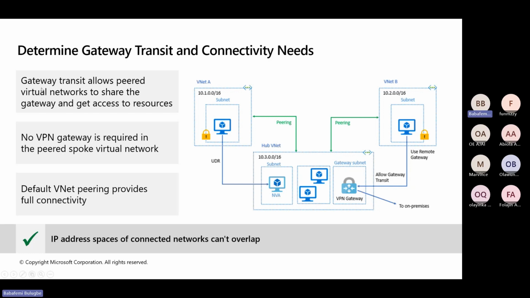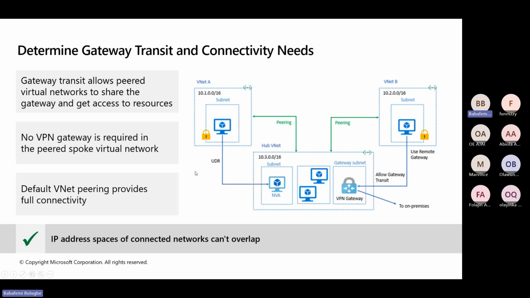So for gateway transit, what this does is it allows peer networks to share just one common gateway. And this is it. So as you can see, there is a connection here and another connection here to say these allow gateway transit. This will use gateway transit, and this will also use gateway transit. So once we allow it from the hub network, then all these can use it. That's why the on-premises devices can talk to the device here and can still talk to the device here, because of this gateway transit.